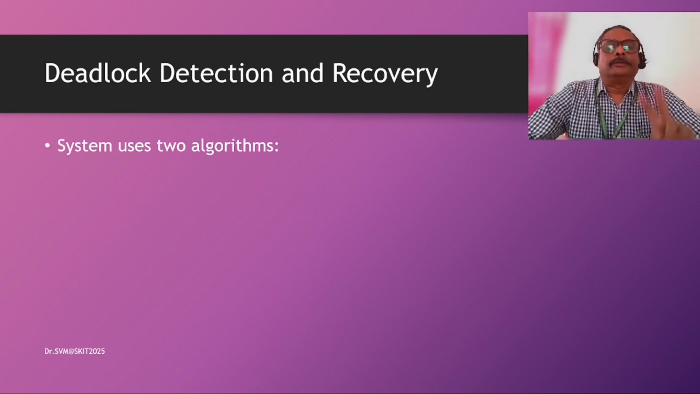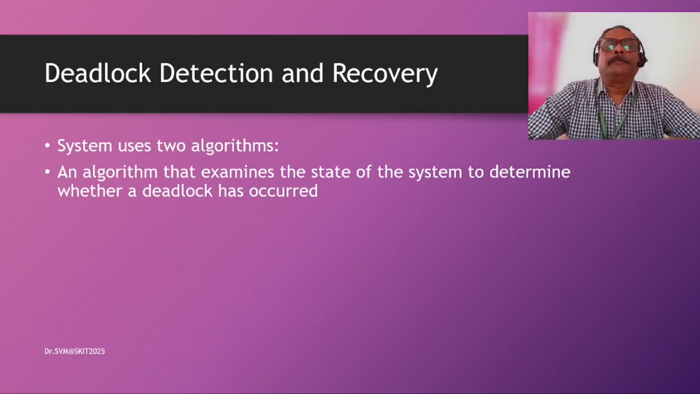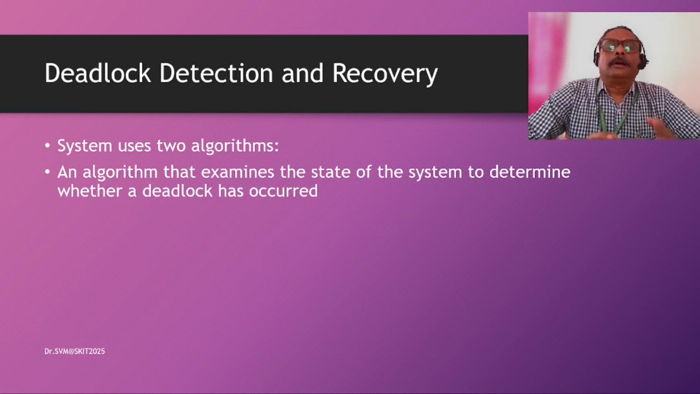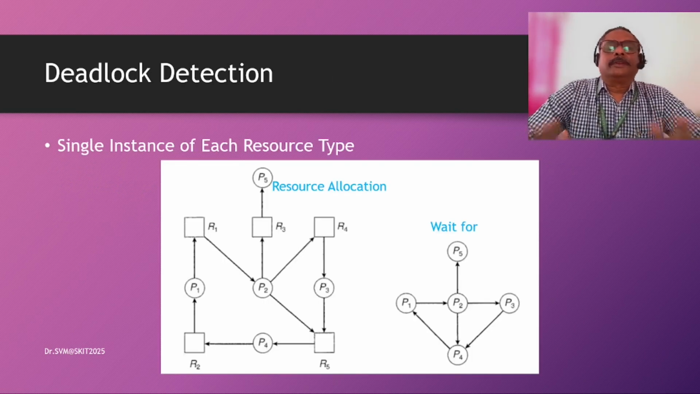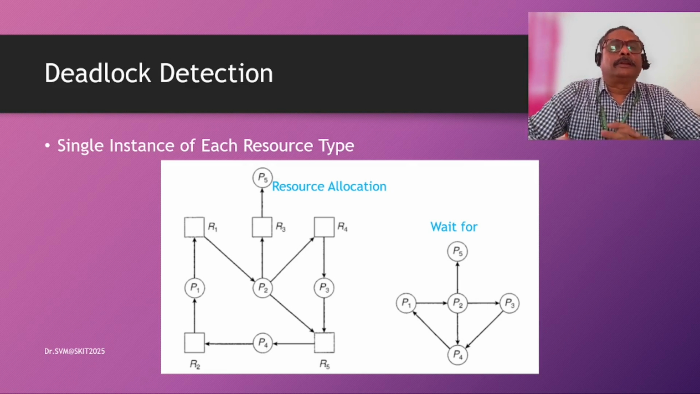Here we use two algorithms. One algorithm examines in what state the system is, to determine whether deadlock has occurred or not. So, is the system in deadlock or not is one algorithm. This algorithm is run every now and then just to make sure that everything is in order. If it says that there is a deadlock, then the second algorithm comes into the picture, trying to recover the system out of the deadlock. So the first one is about detecting the deadlock.